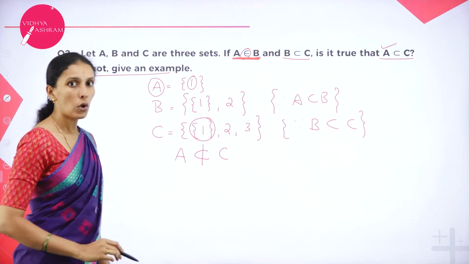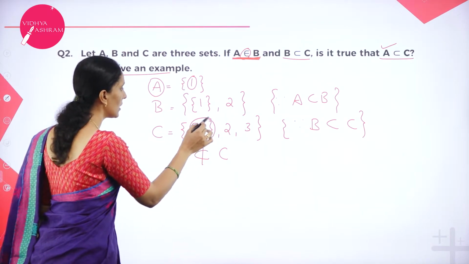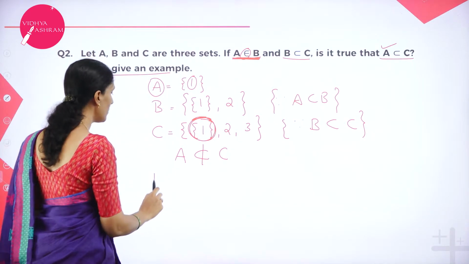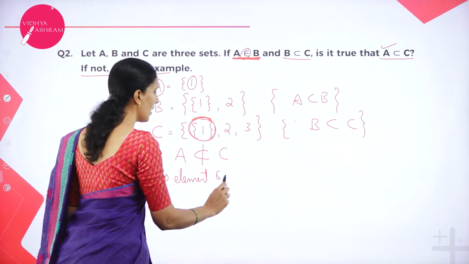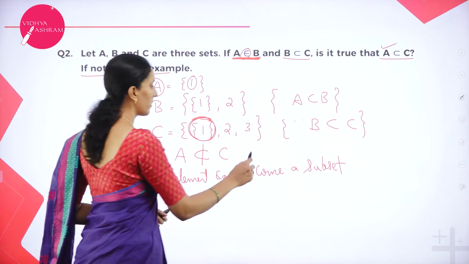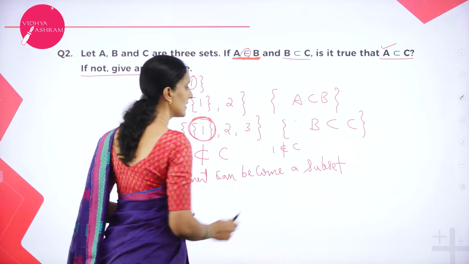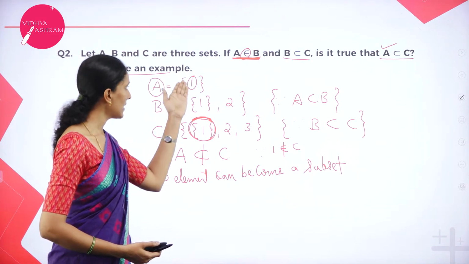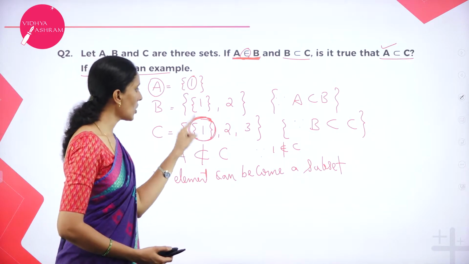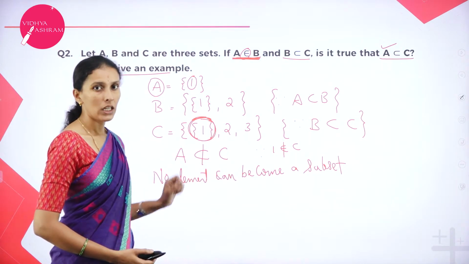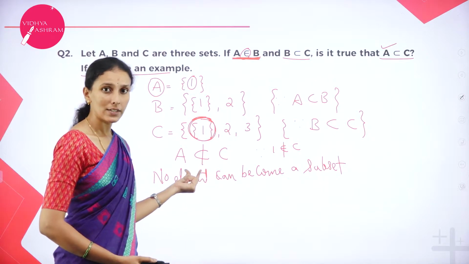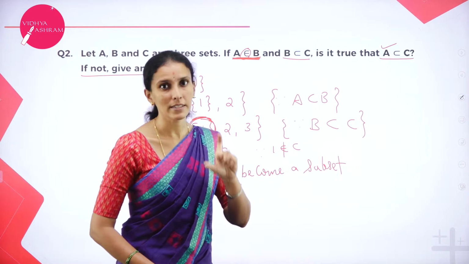Why? Note that an element cannot become a subset. So here this is an element. No element can become a subset of any other set. So what we can write here as a reason: 1 does not belong to C. When you have an element 1 in the set A, the same element should be in set C also. But here this is not an element, this is a set, that is A. So therefore 1 is not there in C. So therefore we can write A is not a subset of C. No element can become a subset. If you write this element as a subset of C, that is wrong. Only a set can become a subset of another set.